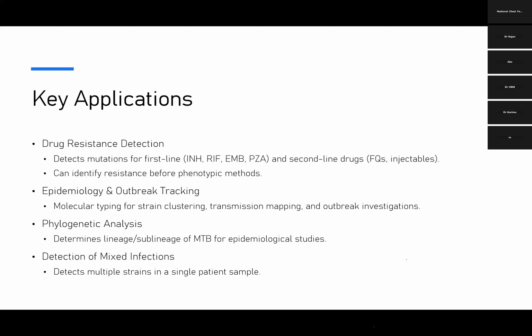So what are the four main key applications of this? First is drug resistance detection. It detects mutations for first line and second line drugs. It can identify resistance before the phenotypic methods, and it is very helpful in epidemiology and outbreak tracking. Molecular typing is helpful for strain clustering, transmission mapping, and outbreak investigation. Then you can use it for phylogenetic analysis, to determine the lineage and sublineage of MTB for epidemiological studies, and it can also detect mixed infections, that is, multiple strains in a single patient sample.